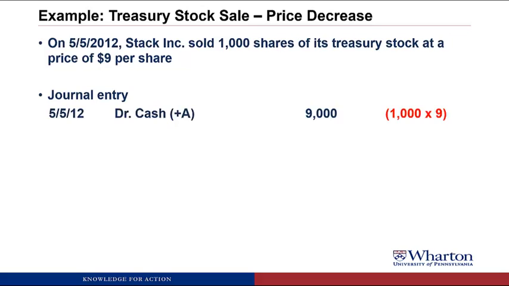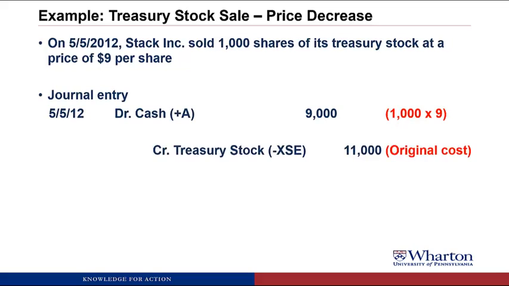So in the journal entry, we debit cash for $9,000 because we're receiving $9 per share for 1,000 shares, so that's $9,000 cash. We credit treasury stock. We remove it from the contra shareholders' equity account at the original cost, which is $11 per share, or $11,000. Now we need a plug to a debit, so we debit additional paid-in capital, reduce the APIC account by $2,000. That's the plug. We need that because we can't recognize a loss in this case.